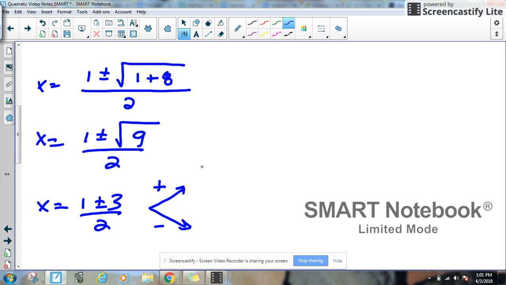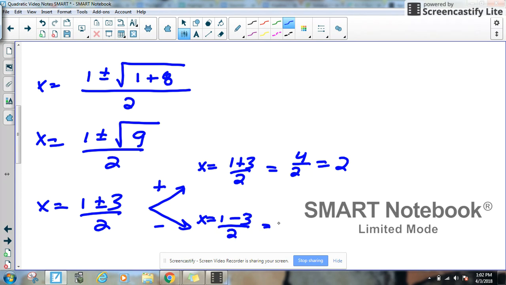So if we go to the positive side first, it's going to be that x is going to equal 1 plus 3 over 2. And if we solve this, 1 plus 3 is 4. Divided by 2 makes 2. So one of the solutions is x equals 2. The other solution is going to be, if you use the negative sign this time, x equals 1 minus 3 divided by 2. And 1 minus 3 is -2. And -2 divided by 2 is -1.